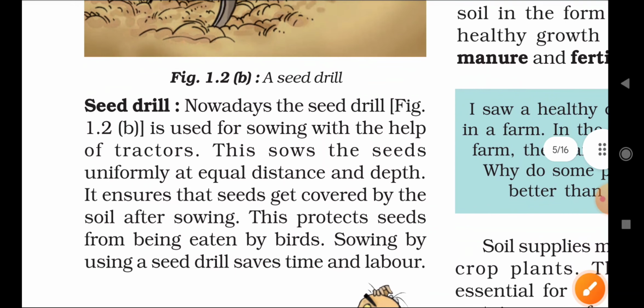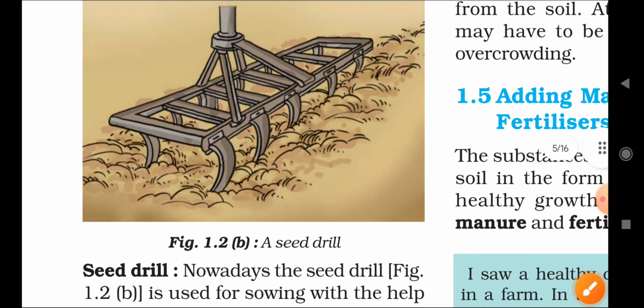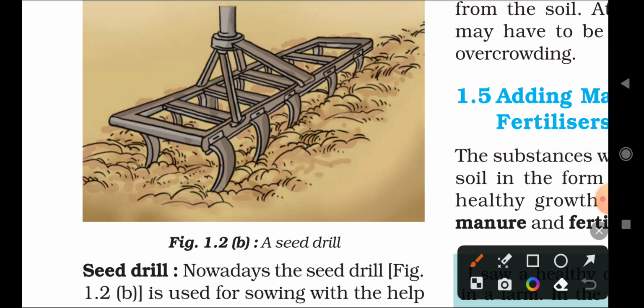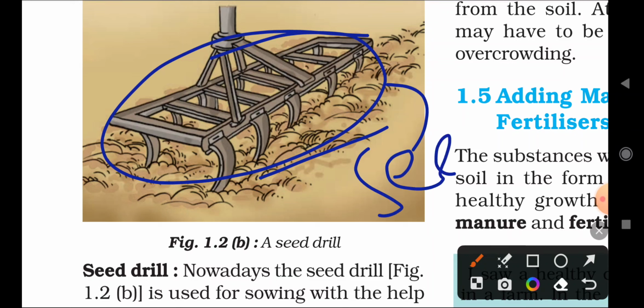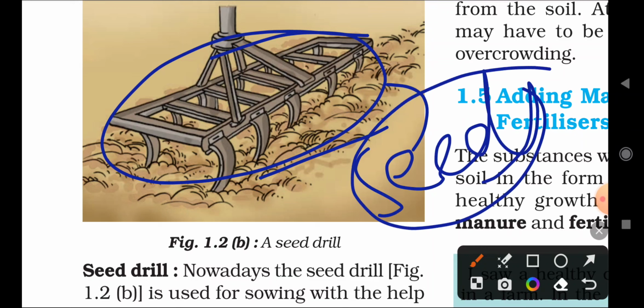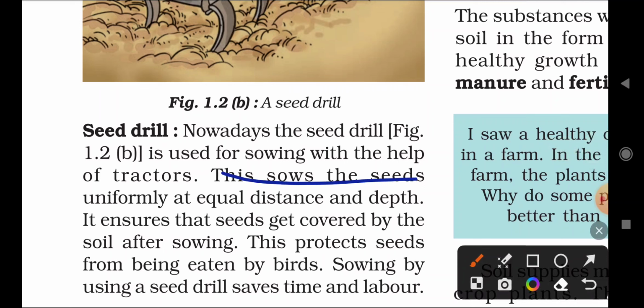What is a seed drill? Nowadays seed drills are used for sowing with the help of tractors. This method is used in the agricultural field for sowing seeds by using a tractor. By using tractors we can add the seeds in the soil. This method is called a seed drill. This allows the seeds to be placed uniformly, at an equal distance and depth.